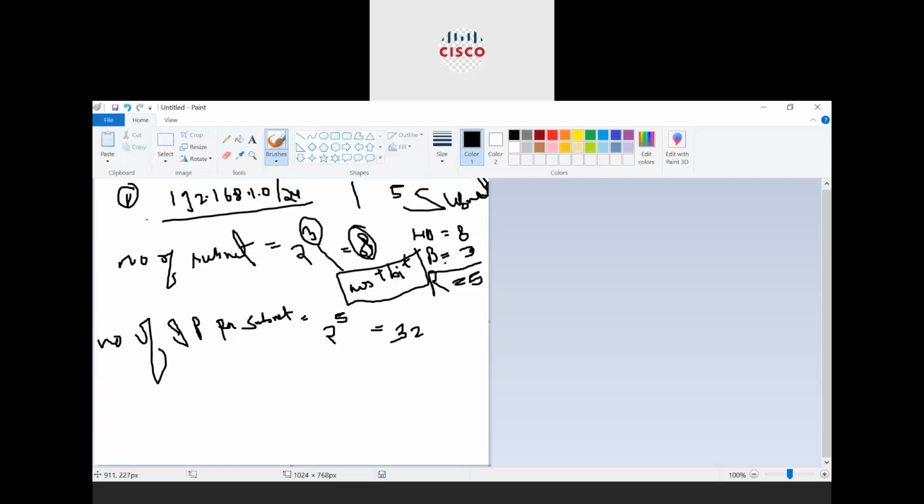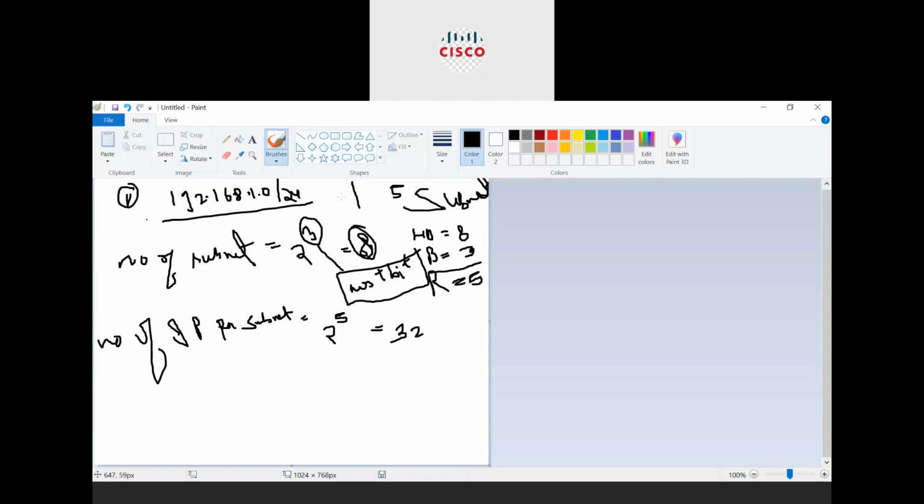We have discussed that whenever the network bits increase, the host bits decrease. If you want to divide your network, you have to increase your network bits. That means if I have a /24 network and want to divide it, I have to increase my network bits by one, two, three, four or five, according to the requirement. If I want to divide into two subnets, I take one borrowed bit, so it becomes /25.